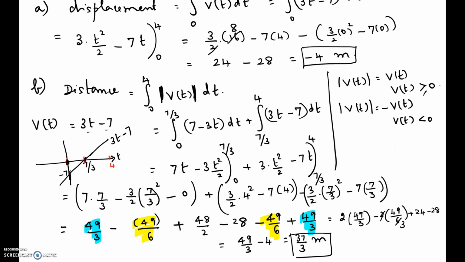Here there is a little bit of computation involved, but you plug in the upper limit 7 over 3 and then the lower limit 0 for the first part. Then for the second part you plug in the upper limit 4 and the lower limit 7 over 3. Then if you take the LCD and simplify, you're going to get 37 over 3. So if you want to look at the computation that I have done, you go ahead and check it.